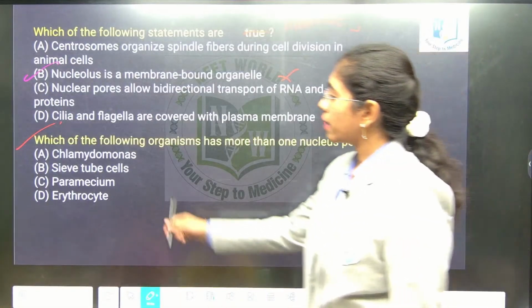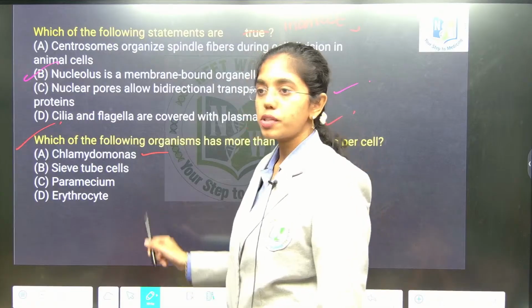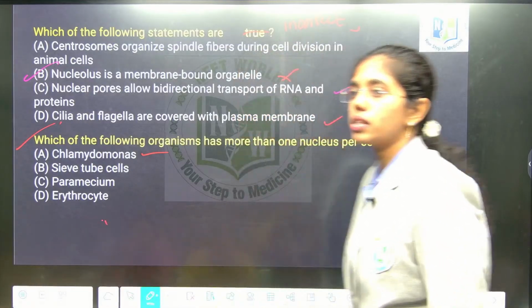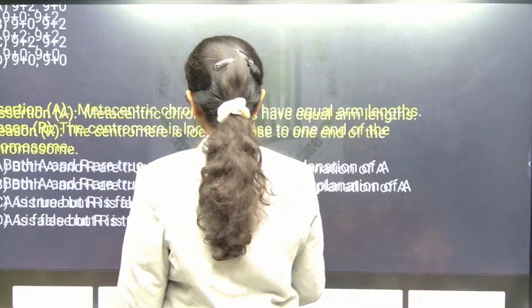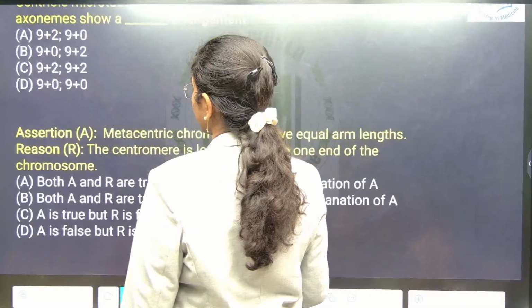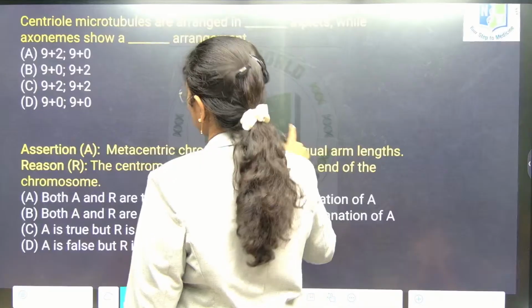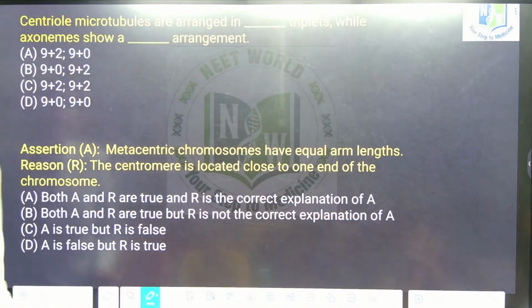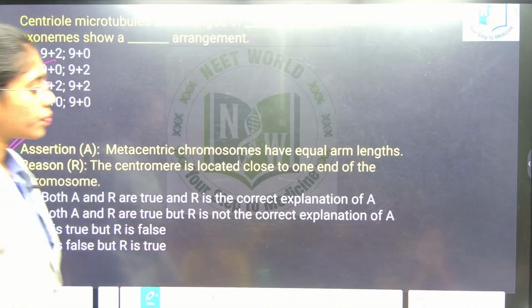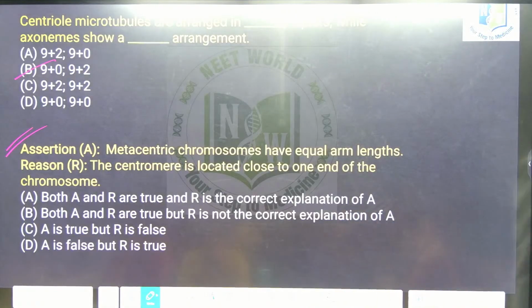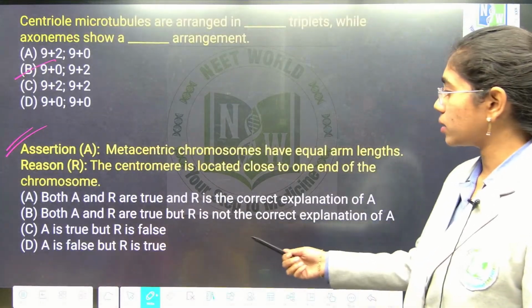Paramecium we have discussed. Chlamydomonas will have a single nucleus. In sieve tube cells the nucleus is absent. In erythrocytes also the nucleus is absent. Next. Centriole microtubules are 9+0, while axonemes are 9+2. This question. A, both A and R are true and R is correct.